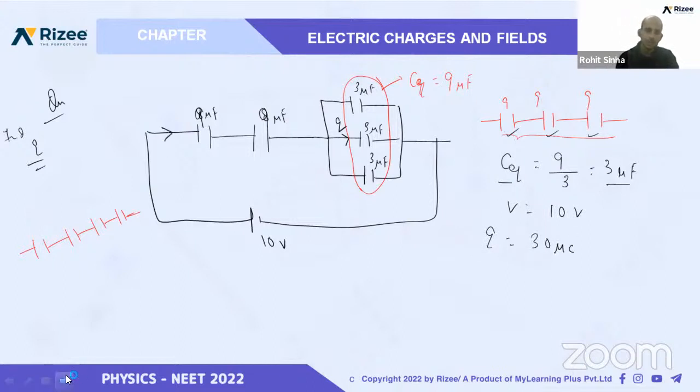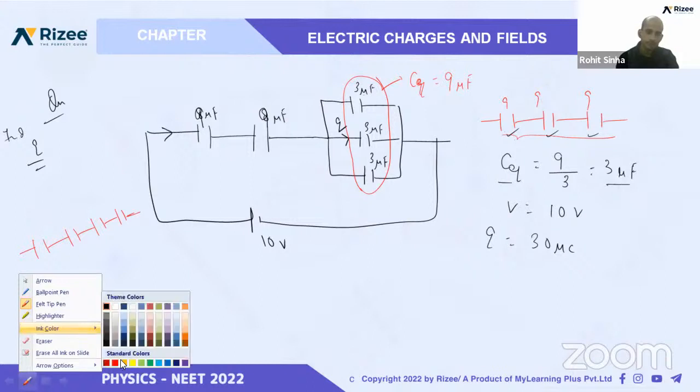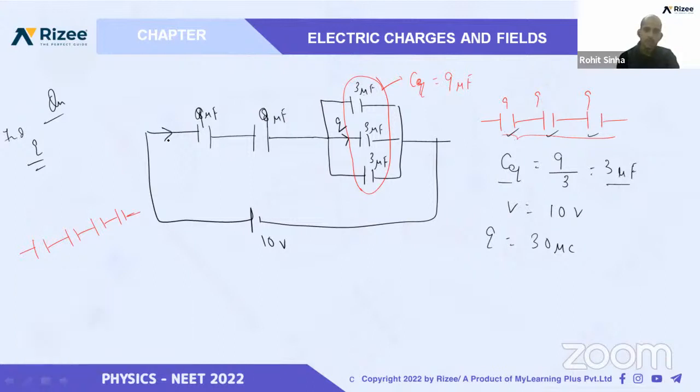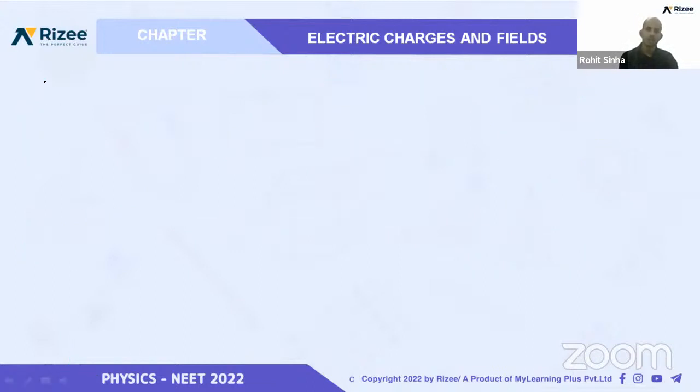Okay, good. I think you have done right. 30 microcoulomb, that means 30 from here, 30 from here, 30 from here, and it will get distributed 10, 10, and 10. Good. Your answer was right. Let us see our next question.